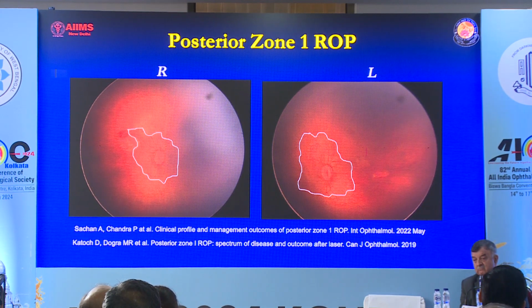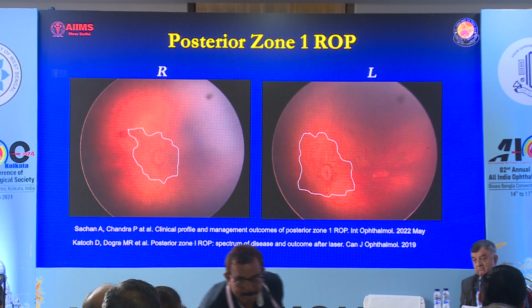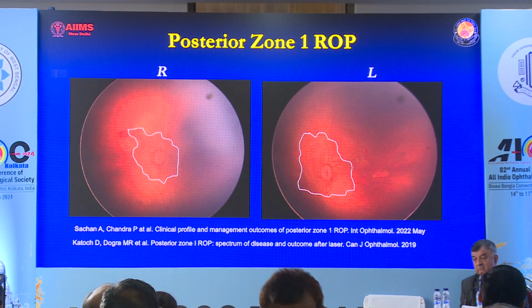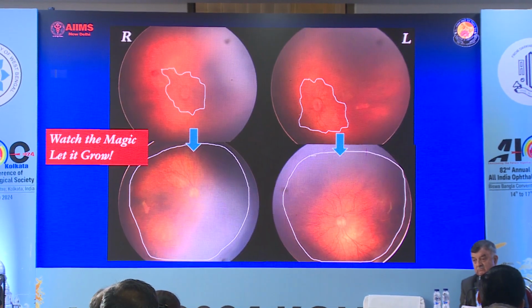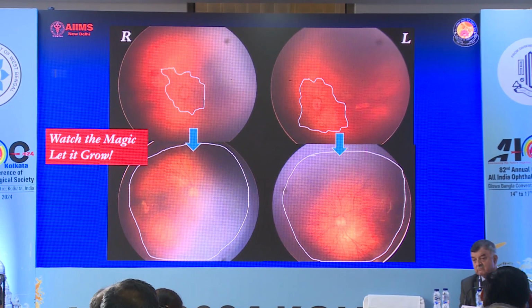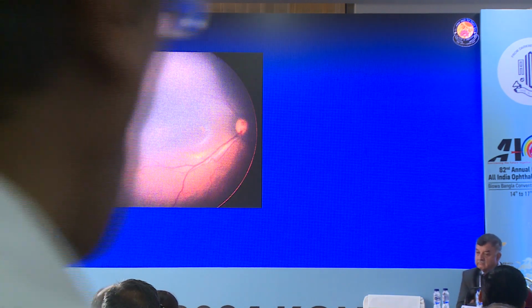So I'm just trying to show you here a case where a very small amount of posterior zone is here, and what to do in this. If you laser, you have to come in very close to this. However, if you inject this case, the retina will continue to grow. So you don't stop it. You let it grow as much as it can, and then you can go ahead and do a combined treatment.